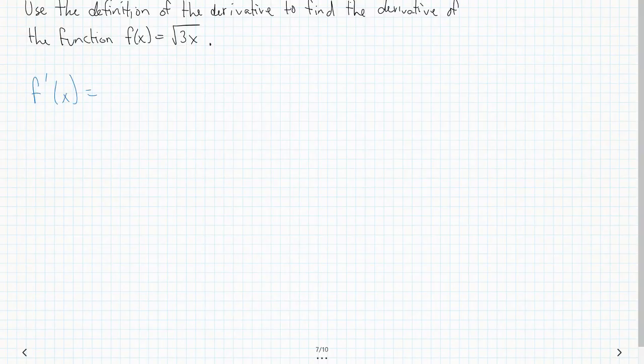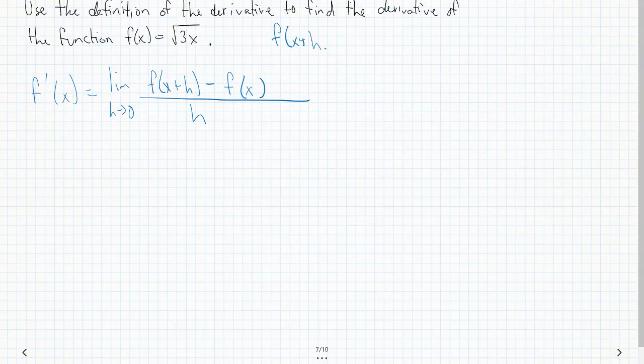Well, if you recall, that's the limit as h approaches 0 of f of x plus h minus f of x, all over h. Now here's the little trick to this. First off, f of x plus h, what does that equal? We know what f of x equals, so that second part's already done. But f of x plus h equals square root of 3, and then wherever we see an x in that original equation, we replace it with x plus h. Notice that makes square root of 3x plus 3h. And that's what we'll plug in here.